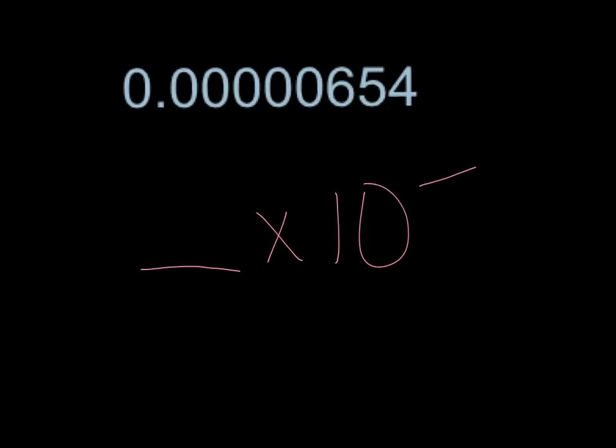So we've got to move our decimal point. If we start moving our decimal point to a place to satisfy this rule, we can stop between the 6 and the 5 because 6.54 is greater than or equal to 1, and less than 10. So now what we have to do is put in our exponent. If we look at this, we moved our decimal 1, 2, 3, 4, 5, 6 times. So we have an exponent of 6.